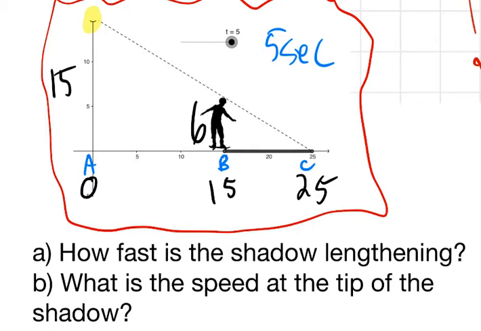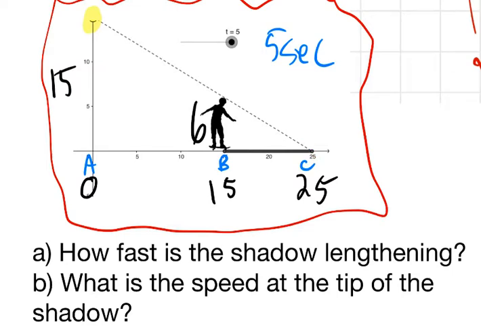So the two questions that we need to answer are: one, how fast is the shadow lengthening? Well, that question is really asking from B to C. How far is it from B to C? Then we want to know how fast is the tip of the shadow actually moving?